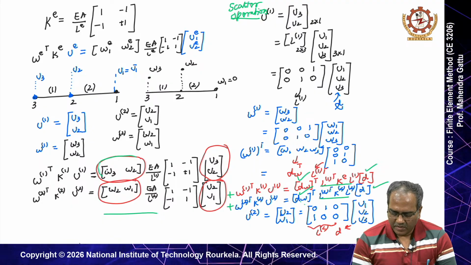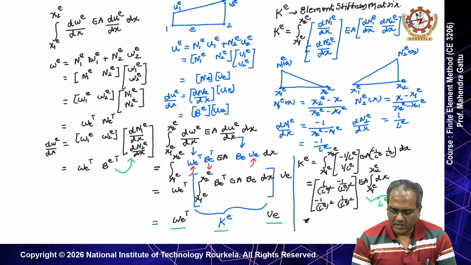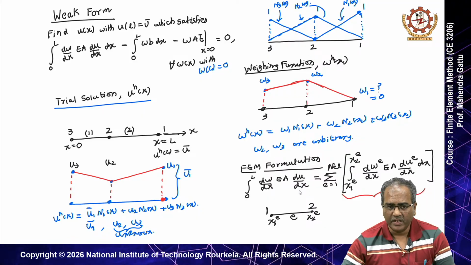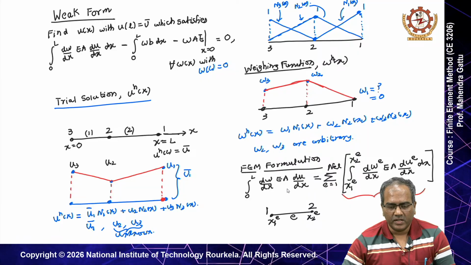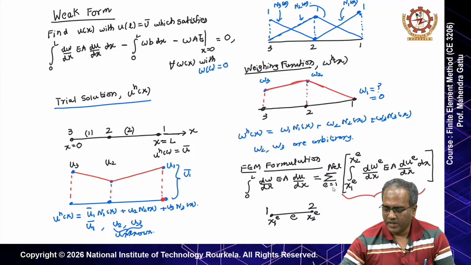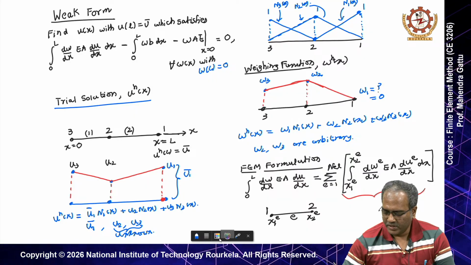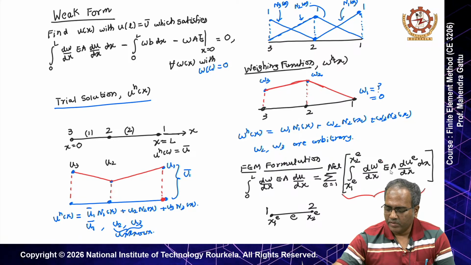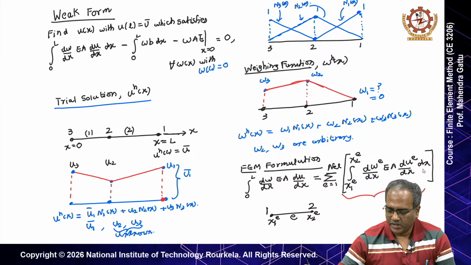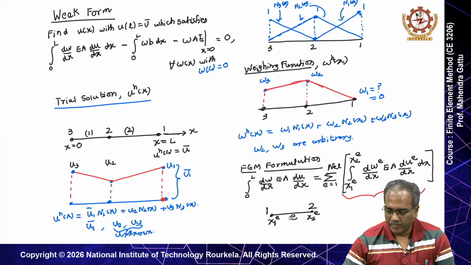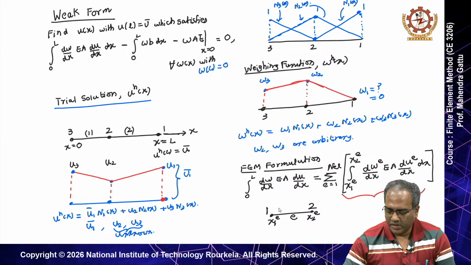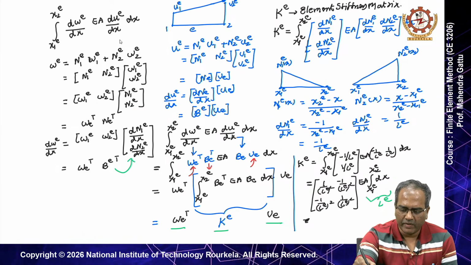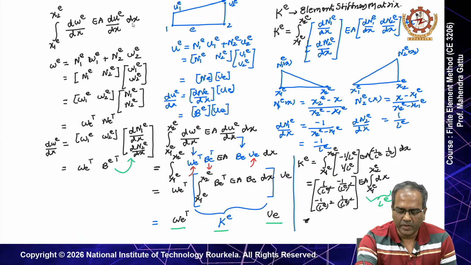So, to summarize, we started with the first integral, integral of dW/dx times A du/dx, then we summed up over each element: integral, summation over e equal to 1 to the number of elements, of dWe/dx times EA du/dx. We had taken a 2-node element, with local node numbers 1 and 2, and x1e and x2e are the local coordinates. So, we are evaluating this integral of dW/dx times EA du/dx.